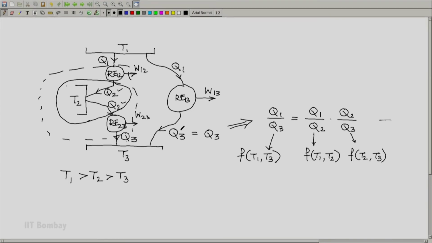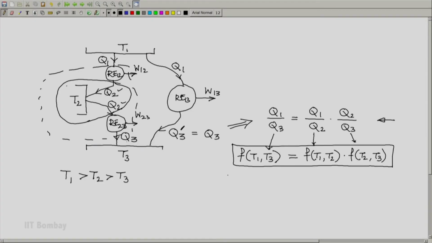That means this relation forces this relation, this into this, on our currently unspecified function f, and this is what thermodynamics has done for us. Initially it said some function f of T1 and T2, but thermodynamics itself has restricted the type of function f to this type of function. So any function f which satisfies this is acceptable.